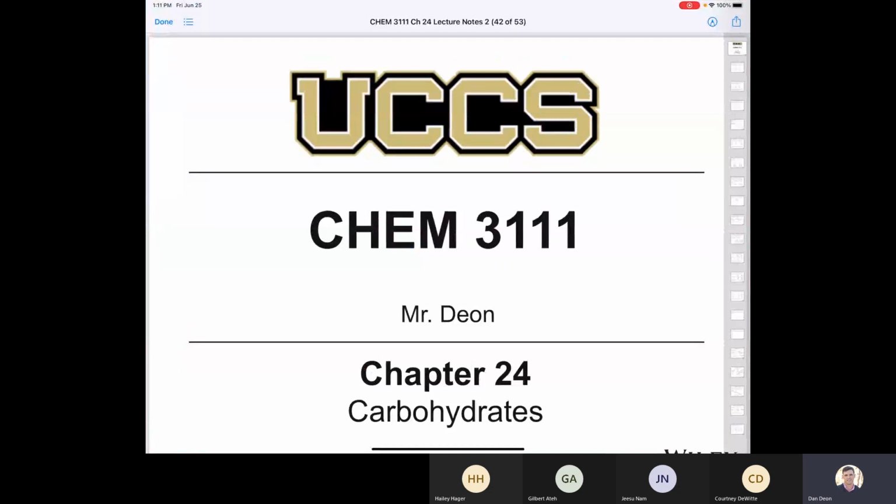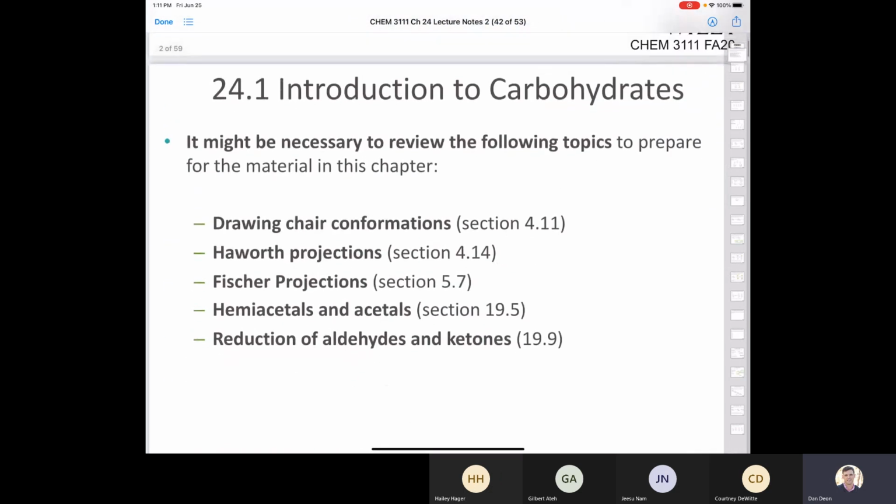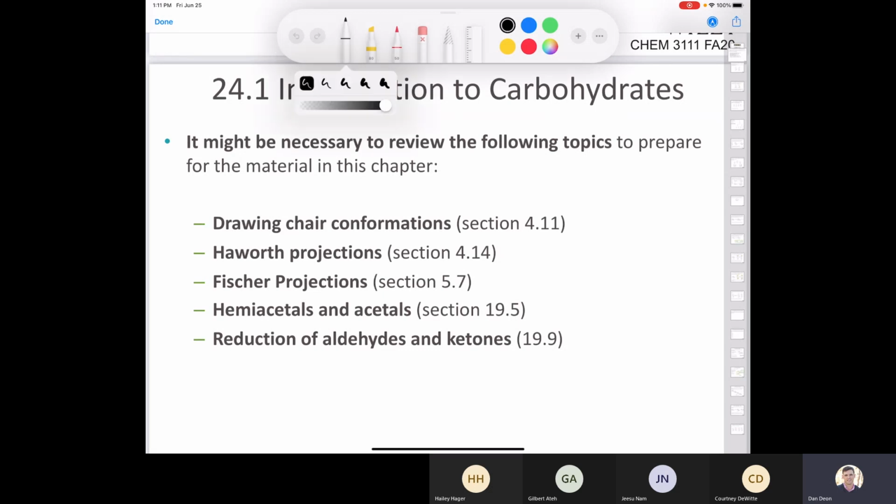Chemistry 3111. This is chapter 24, where we're going to talk about carbohydrates. You could say it's the sweetest chapter of all. We're talking about sugar. A couple things you need to recall before we get into the chemistry of carbohydrates: you want to remember how to draw a chair conformation. You remember we spent a lot of time talking about cyclohexane chairs like this.